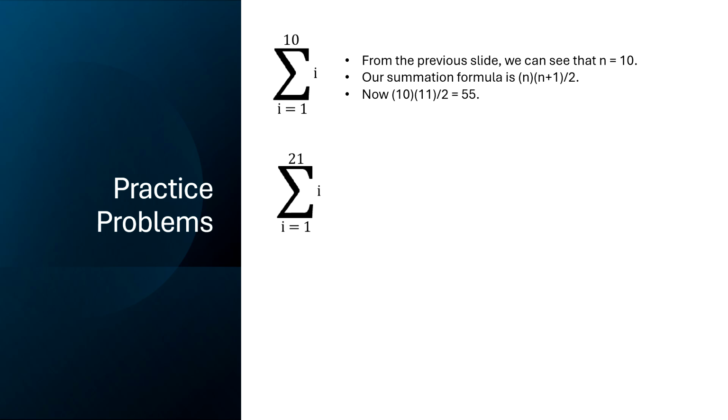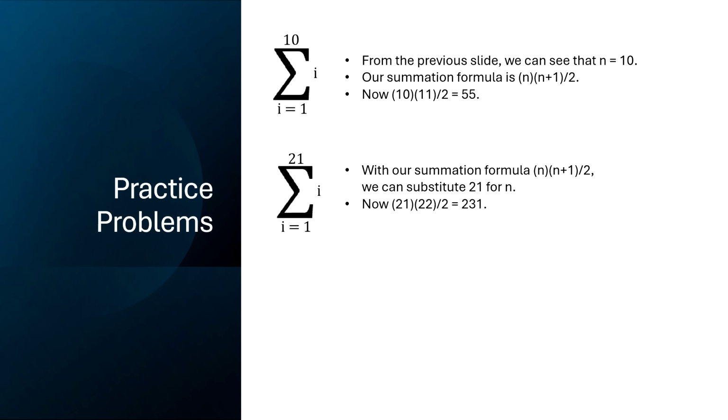The summation of i equals 1 all the way to 21. And then of course with our summation formula, n times n plus 1 all divided by 2, we can substitute 21 for n. Now 21 times 22 divided by 2 is equal to 231.